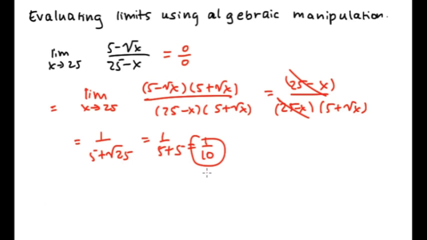So those are the two main ways you're going to see limits being evaluated using algebraic manipulation. You're either going to factor, which is most of the time, or if they give you a square root like that, you're probably going to have to do some conjugate stuff.